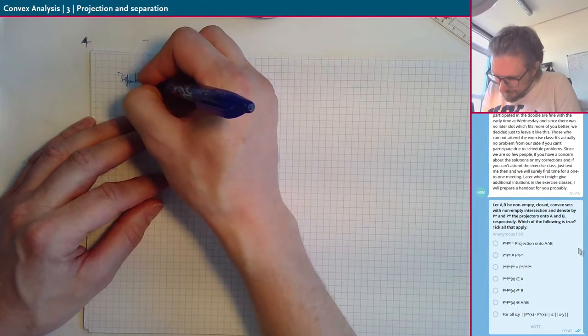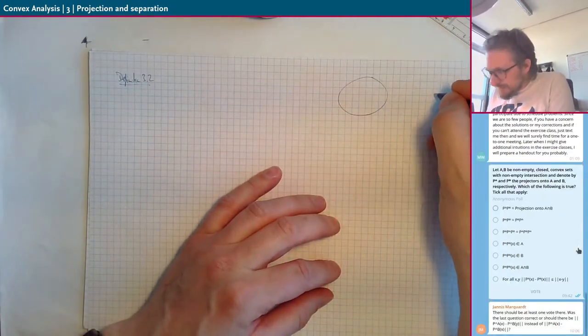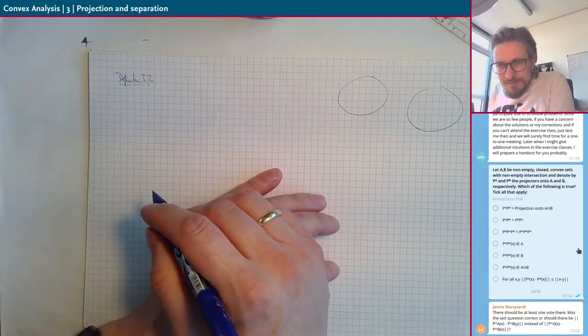Definition 3.2. So separation in general means something like, if you have one convex set and another convex set, this would be a vote.